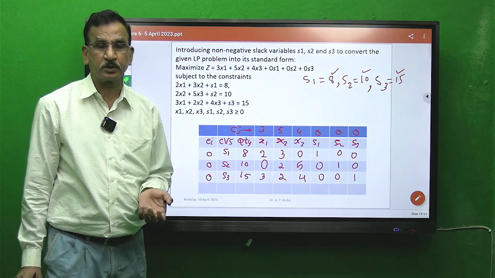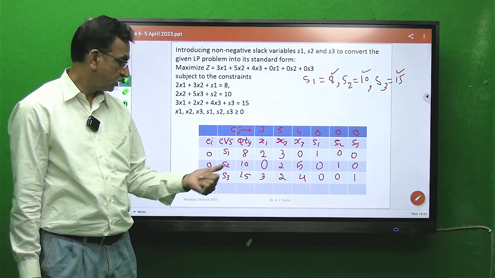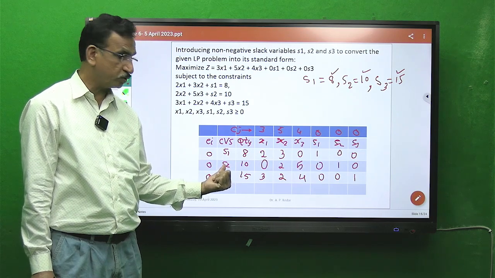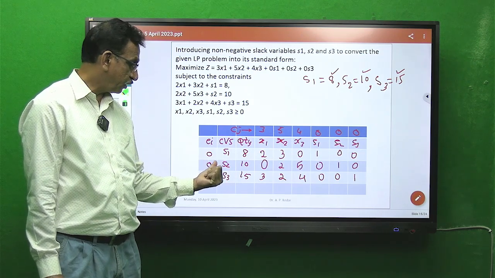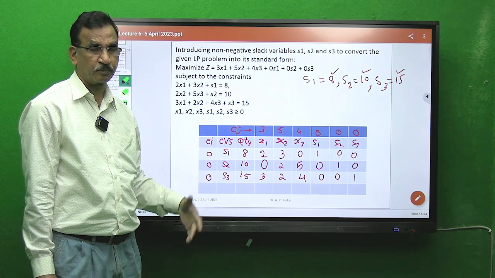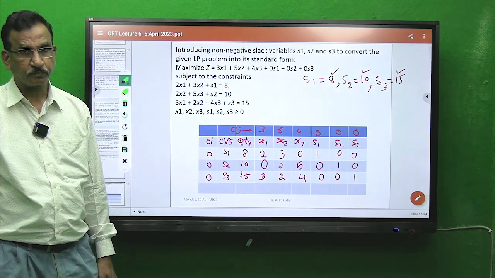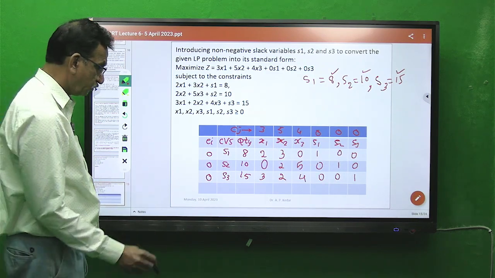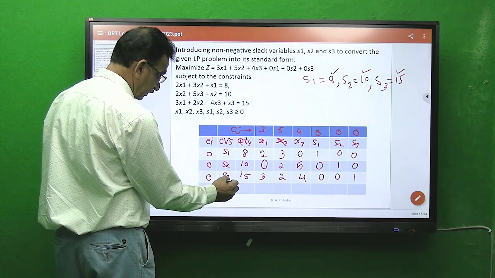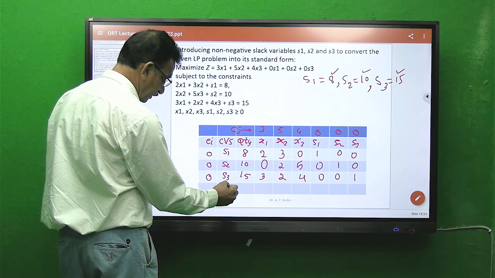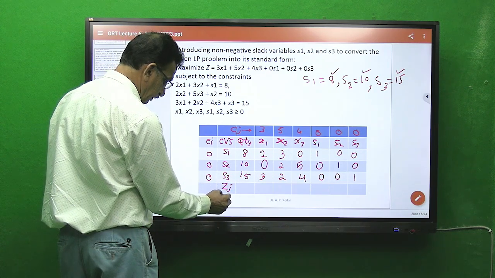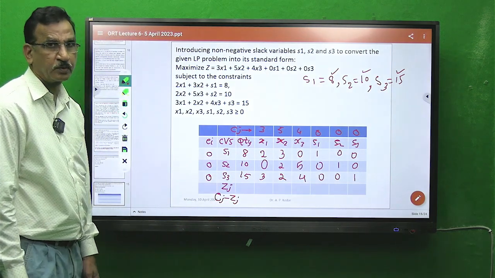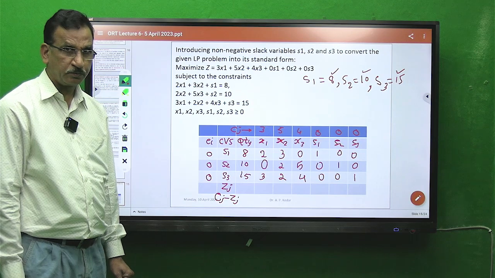Suppose in the next iteration in the algorithmic process, x2 comes. Suppose I am saying x2 comes, the EI value for x2 here will be 5. Got it? Now what do we have to do? We have to calculate two more rows. One is the Zj row and the other is the Cj minus Zj row. These rows we have to calculate.